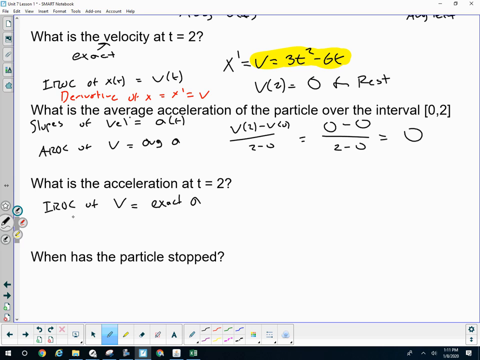So instantaneous rate of change of v is exact a. That means the derivative of v, which is v prime, which is also x double prime, is a. So f double prime or x double prime will give you an equation for a. We already have v, x's derivative, v's derivative, x's second derivative is 6t minus 6. That comes from the derivative of 3t squared minus 6t. You plug in 2, you get 6.